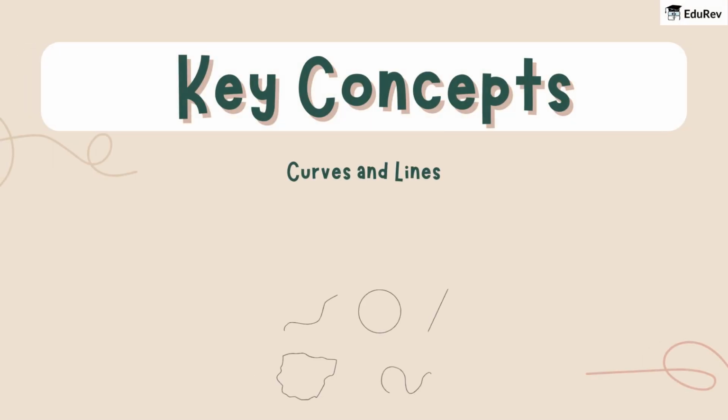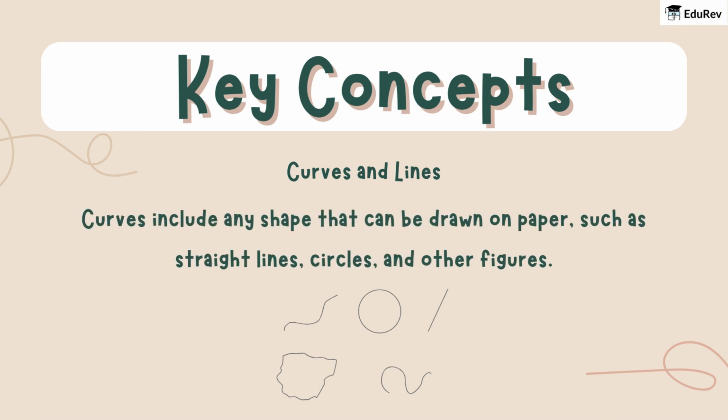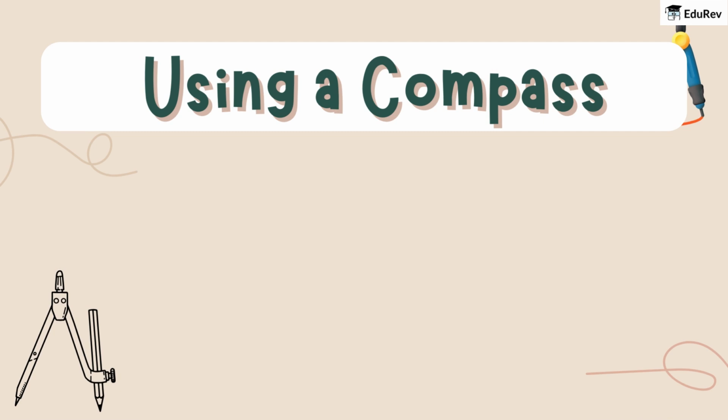Key concepts: curves and lines. Curves include any shape that can be drawn on paper, such as straight lines, circles, and other figures. Using a compass. A compass is used to draw circles and arcs.